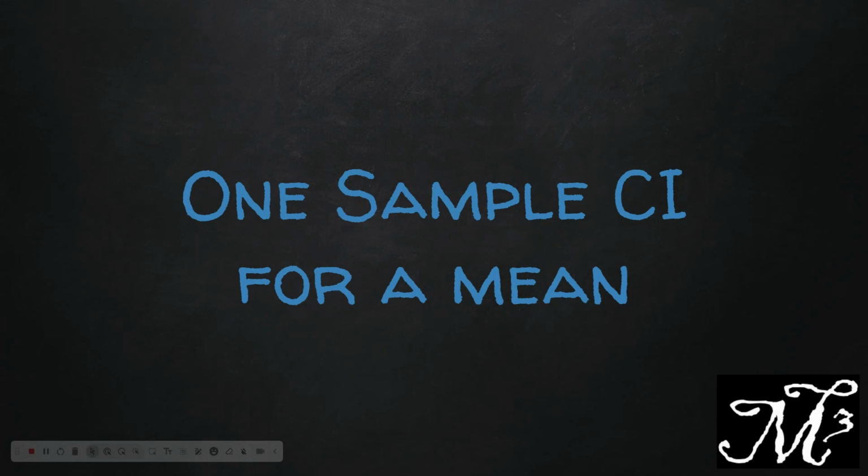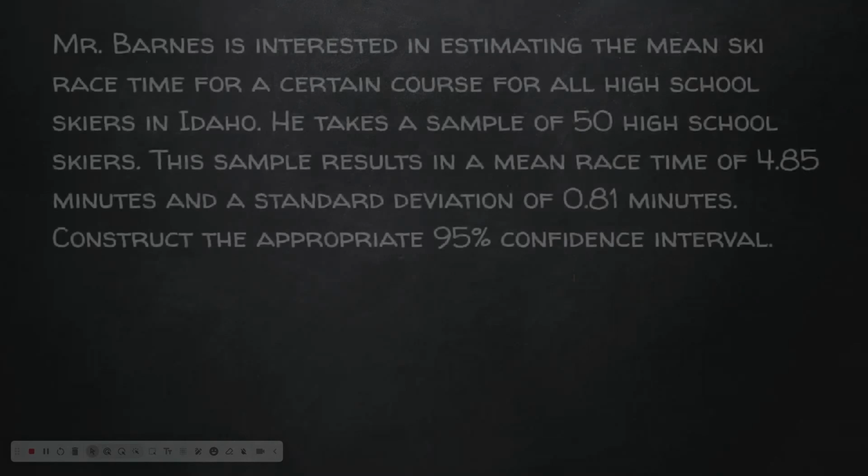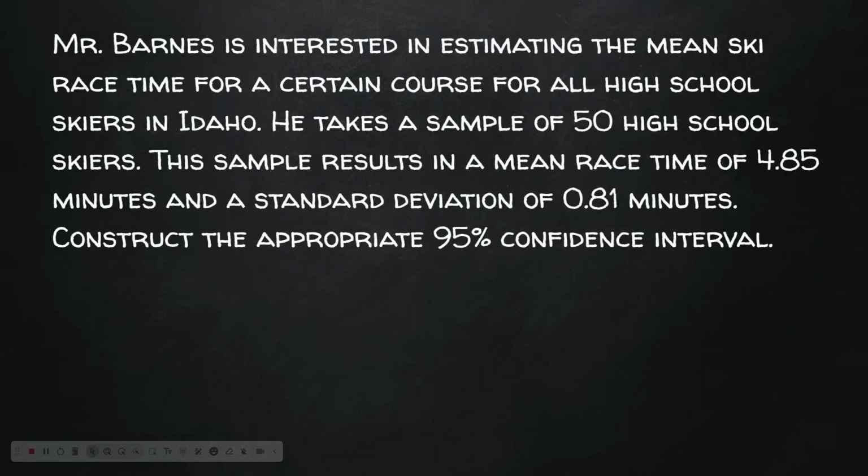Today, we're going to be talking about one sample confidence intervals for a mean. Mr. Barnes is interested in estimating the mean ski race time for a certain course for all high school students who ski in Idaho. He takes a sample of 50 high school skiers. This sample results in a mean race time of 4.85 minutes and a standard deviation of 0.81 minutes. And he wants to construct the appropriate 95% confidence interval.